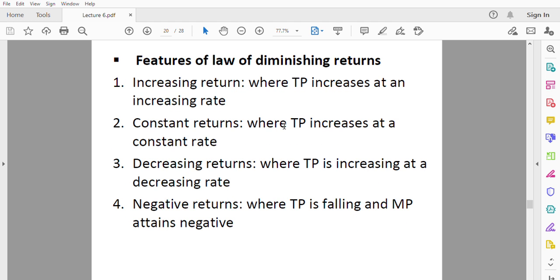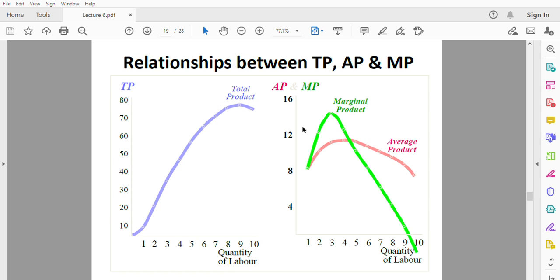The next thing we want to look at is constant returns. Constant returns is where total product increases but at a constant rate. Actually, it's where marginal product has become constant. So at that point, total product is increasing but at a constant rate. It can be found somewhere here. The reason is that marginal product is the additional production to total product. So the shape of the marginal product curve will always determine the shape of the total product curve, because any addition is something added to the total product.